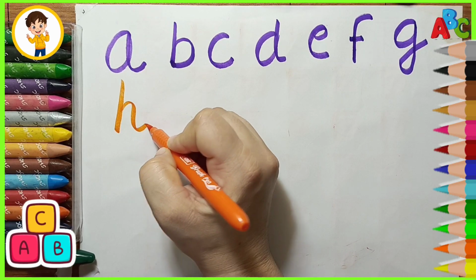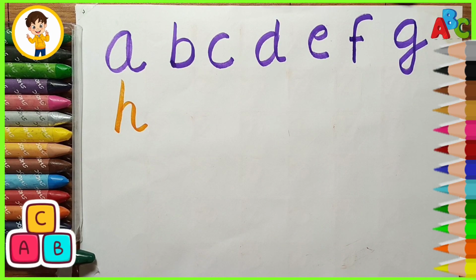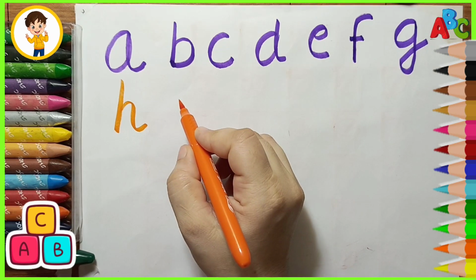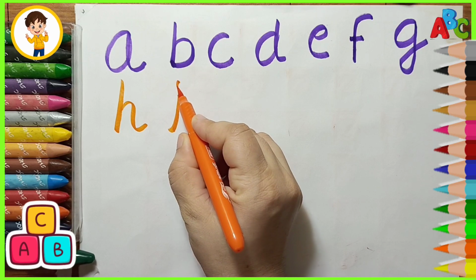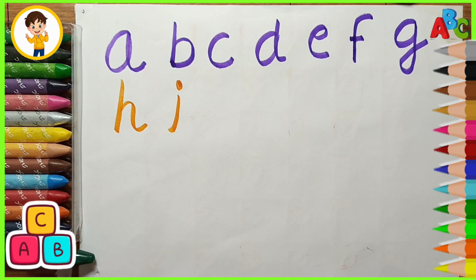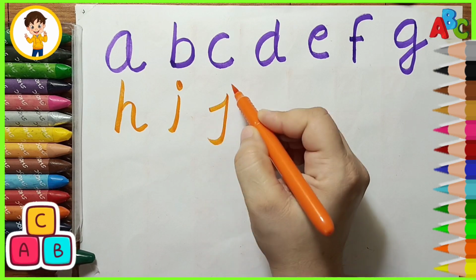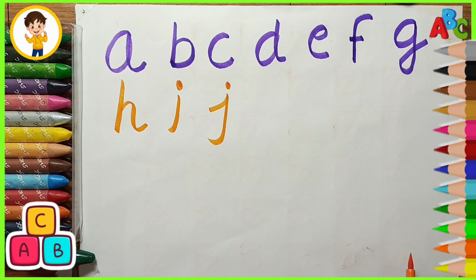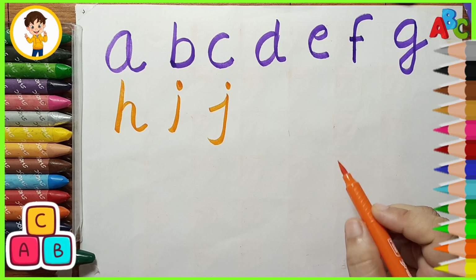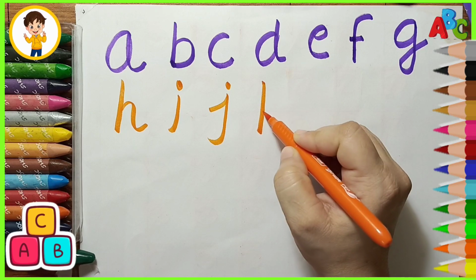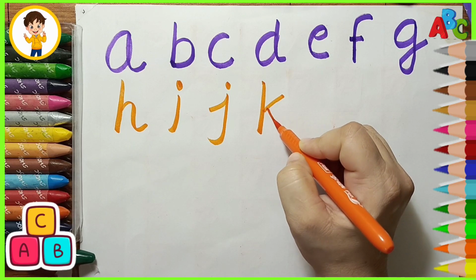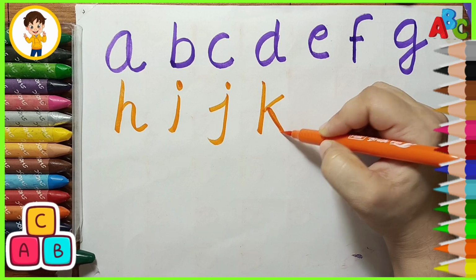H. H for hen. I for ink pot. J. J for jug. K. K for kite.